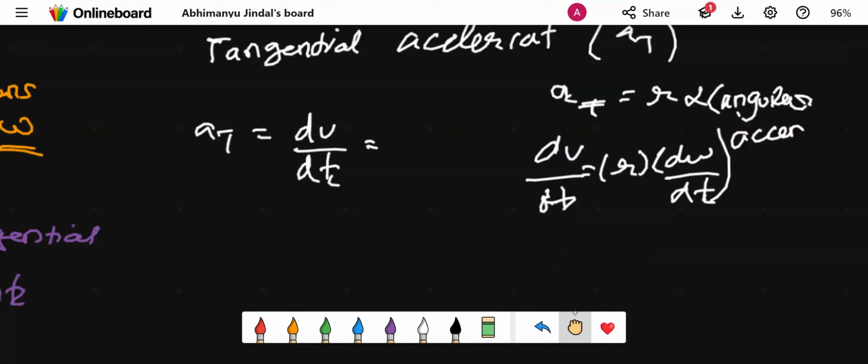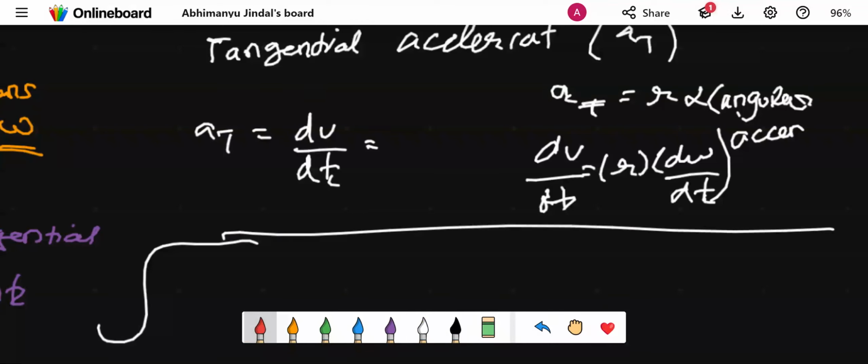Now let's move on to the next topic. If the linear velocity changes, or acceleration tangential exists, then angular acceleration, d omega by dt, also exists. Think of it, try to think of the thing which I just said.